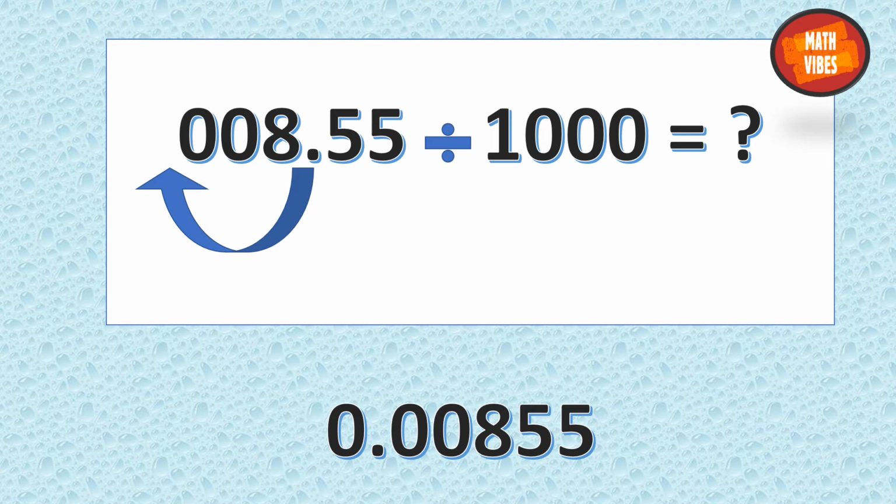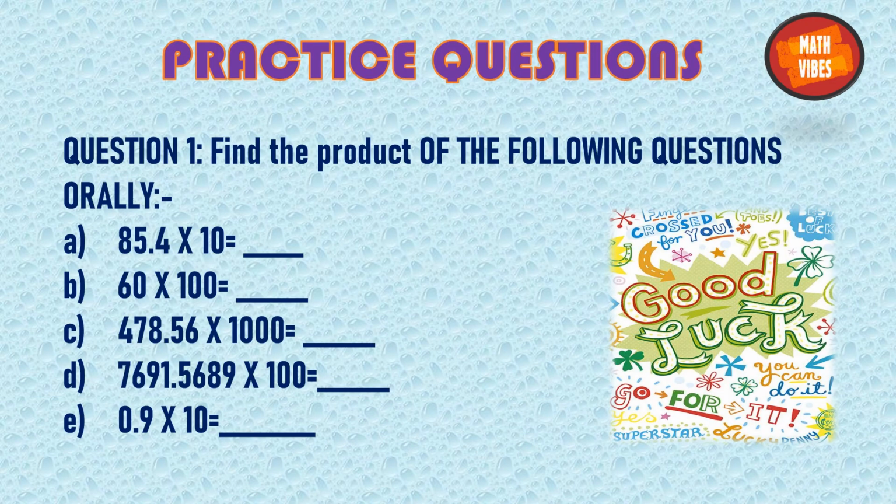Now remember one thing only, that while multiplying go to the right side, while dividing go to the left side. So here are some practice questions which you have to do, then only you will come to know whether your answers are correct or not. Find the product of the following questions orally. It is 85.4 multiplied by 10. I'll try to solve two questions and then the rest you will try to solve.